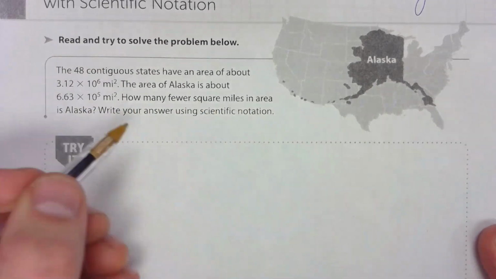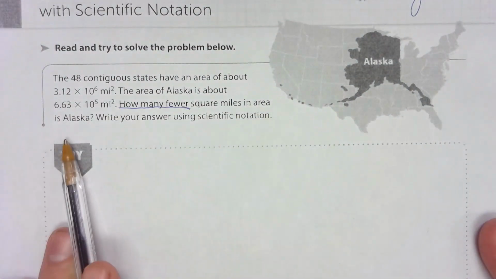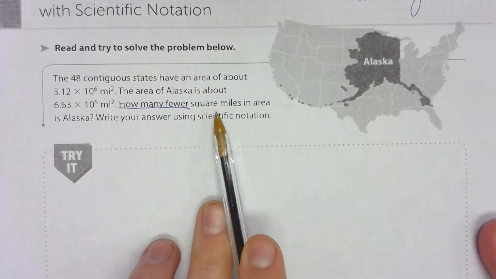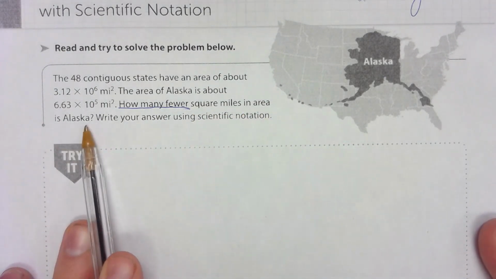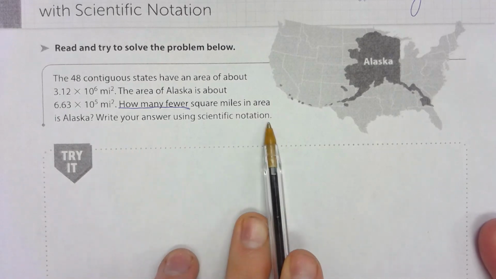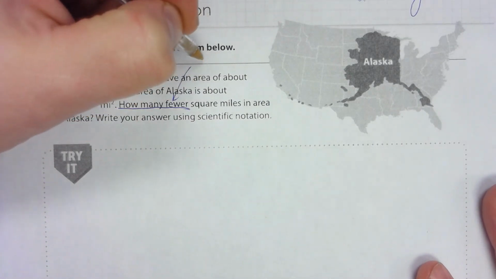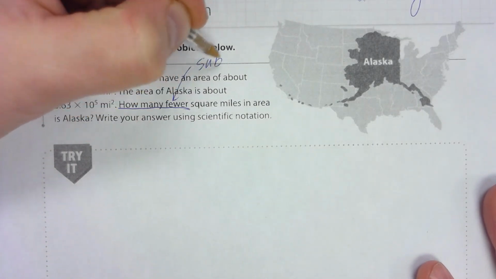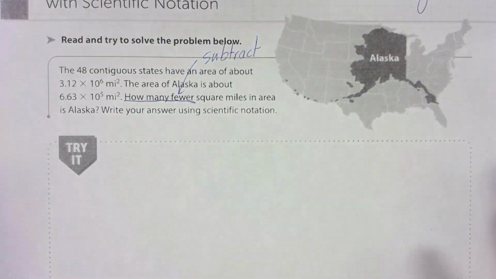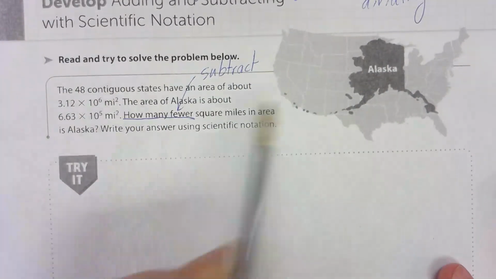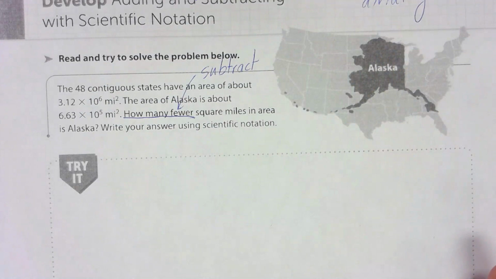How many fewer square miles in area is Alaska? Write your answer using scientific notation. Okay, check this out. I think that this means fewer means to subtract. We're always looking for those key words to subtract. Okay, so I need to take this big area, and subtract Alaska from it. Okay, we can do this.